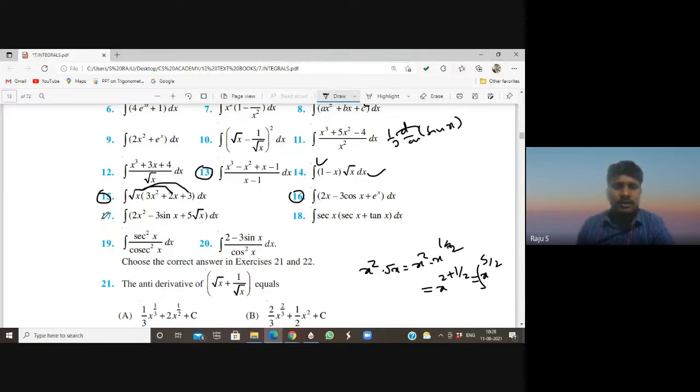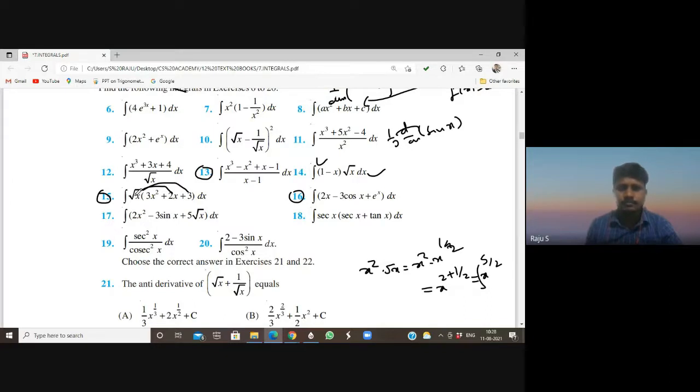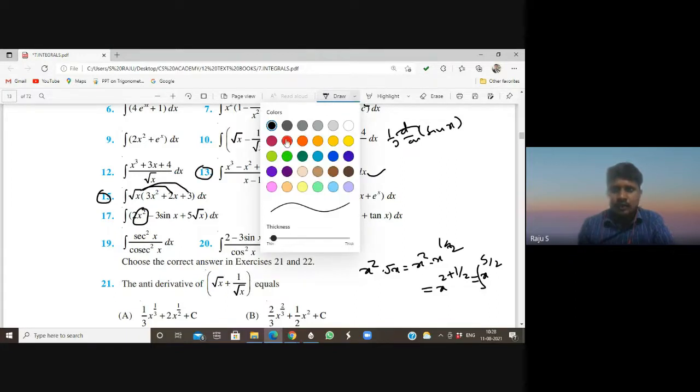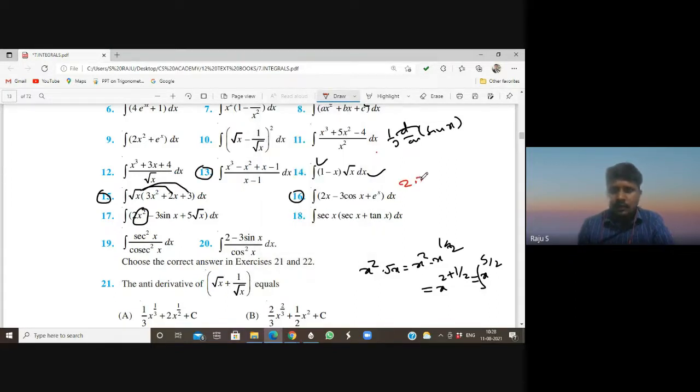Yeah, question number 17. Can anyone tell the answer for that, 2x square? If it is an objective question, we can write directly: 2 into x square integral is x cube by 3, plus 2 into x, integral of x is x square by 2, plus 5 root x. Root x integral, I told you clearly, is 2 by 3 x power 3 by 2. That's all. This is the answer. X square is x cube by 3.